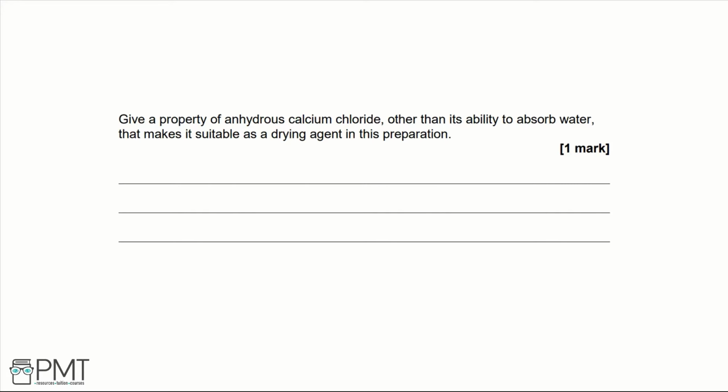Give a property of anhydrous calcium chloride other than its ability to absorb water that makes it suitable as a drying agent in this preparation. So another characteristic of anhydrous calcium chloride, other than its ability to absorb water, that's relevant in this question, is that it won't dissolve in or react with cyclohexene, which is our product in this question. To get the mark for this question, you need to write this statement on the answer lines provided.